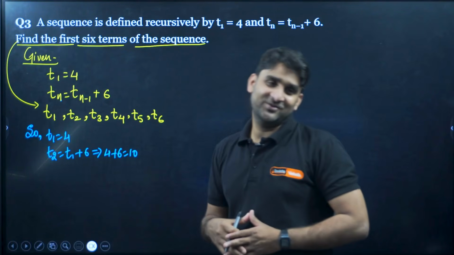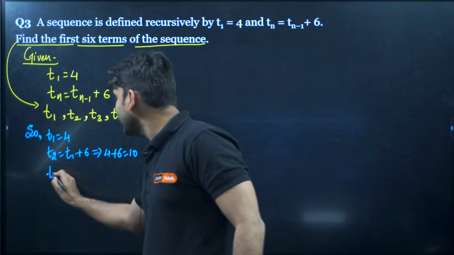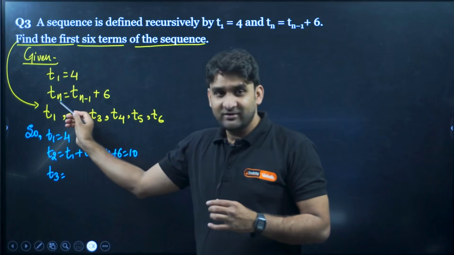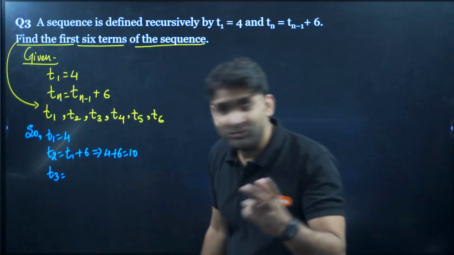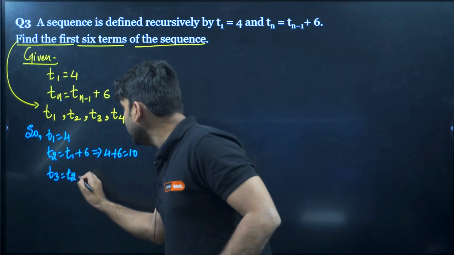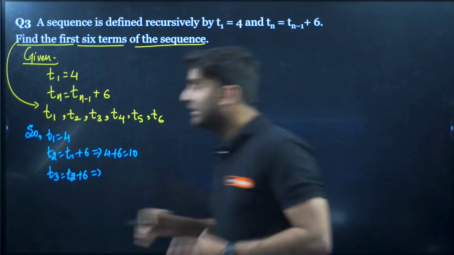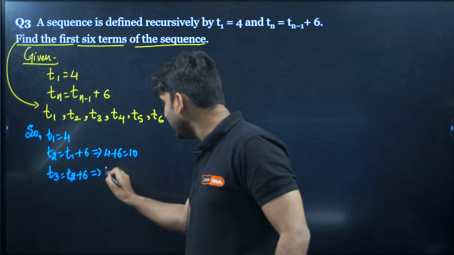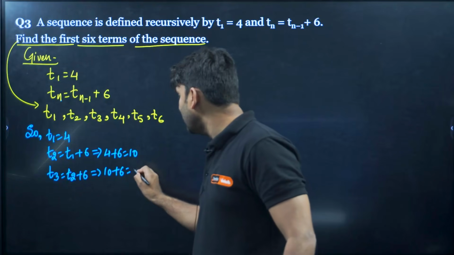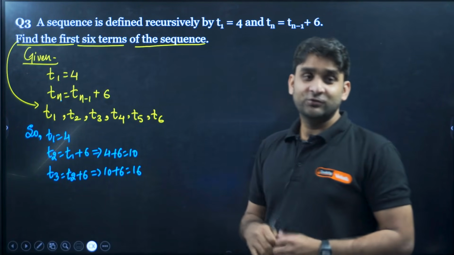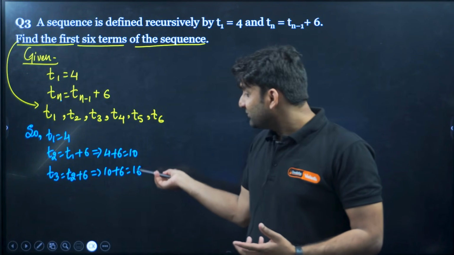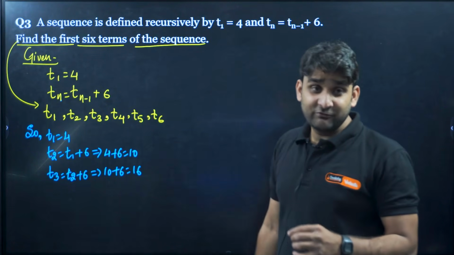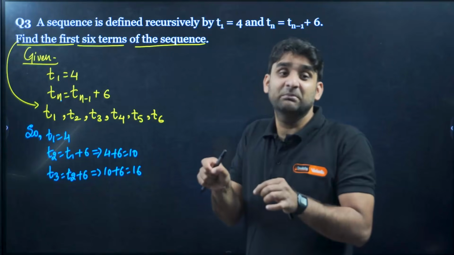Now next, T3. What will be T3, guys? If we put 3 here, this will be 3 minus 1, which is T2. So T3 is equal to T2 plus 6. Clear? And T2 we have just calculated, so T2 we have 10. So 10 plus 6 is equal to 16. So what is the recursive formula? We are getting the next value with the help of the previous one. So the recursive formula relates the neighboring numbers, neighboring terms.